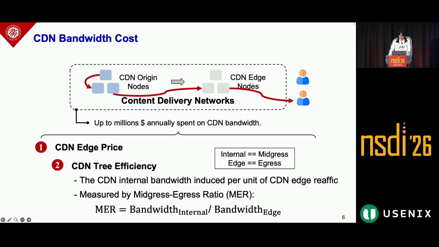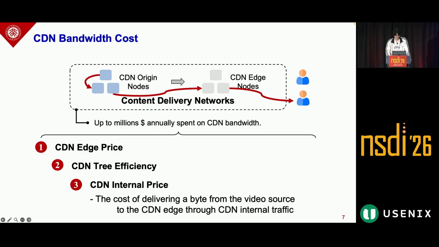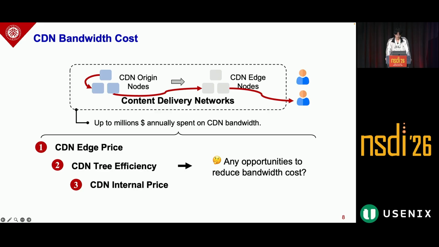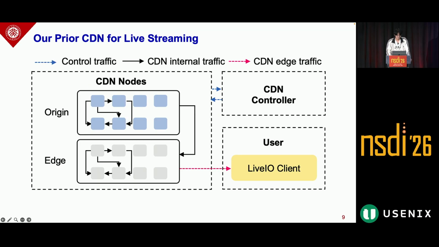We measure efficiency here by the midgress-egress ratio, or MER. This represents the amount of CDN internal traffic induced per unit of edge traffic. The third one is the CDN internal price, which is the cost within the internal CDN topology to the edge. So we wanted to find opportunities to reduce these bandwidth costs. And to answer this, we did a measurement study on our prior production live streaming CDN.